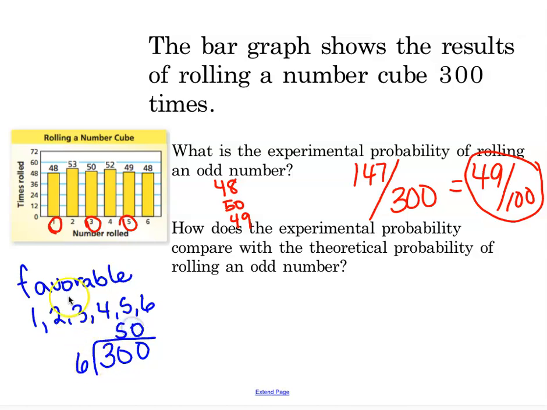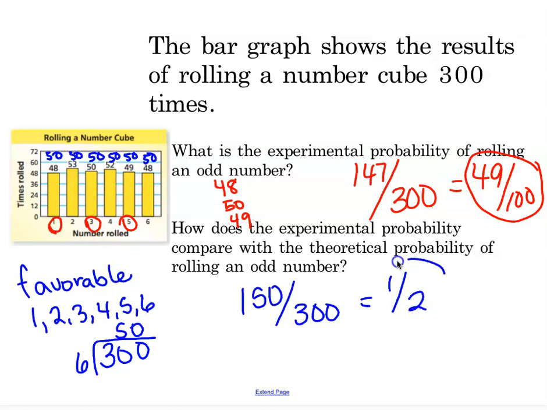So if we divide it by 6, a 1 should have come out theoretically 50 times, a 2 50 times, a 3 50, a 4 50 times, a 5 50 times, and a 6 50 times. So theoretically, they all should have been 50 times. So theoretically, a 1, 3, and 5 should have come out 150 out of 300 times, or 1/2 of the time. Theoretically is what should have happened. Every number, every outcome on a spinner, every outcome on a coin should be equal theoretically.